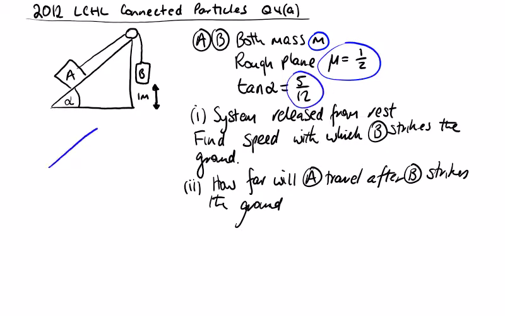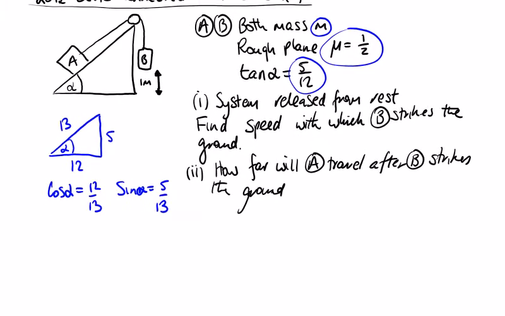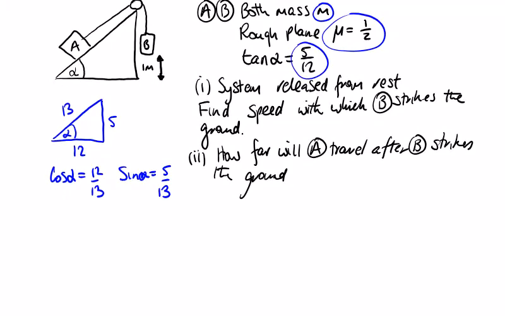So let's just do a little diagram to get cos alpha and sin alpha, the ones that we need. Tan is opposite over adjacent, and you've seen this triangle before, you know that this one is 13. So cos alpha is equal to adjacent over hypotenuse, and sin alpha is equal to opposite over hypotenuse. So the system is released from rest. Find the speed with which B strikes the ground. Well, we have the distance there, so we're looking for v.